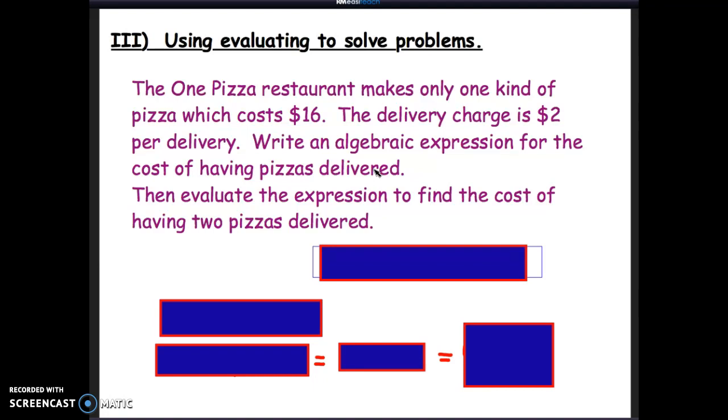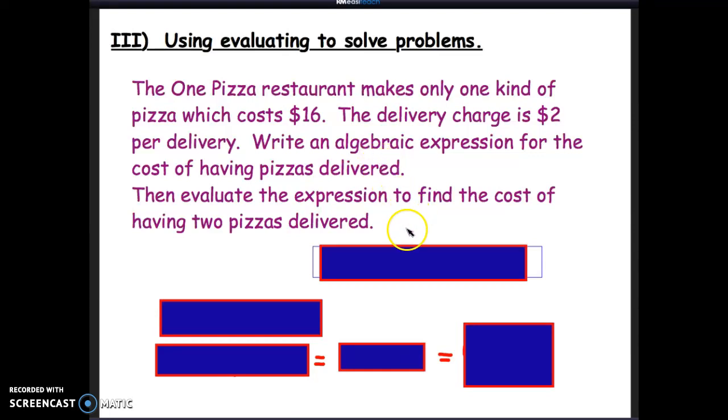Write an algebraic expression for the cost of having pizzas delivered, then evaluate the expression to find the cost of having 2 pizzas delivered. So we've got 2 problems going on here. First, we have to write the expression, then we have to actually solve it for 2 pizzas. So again, pause the video, try to see if you can come up with the algebraic expression. Once you've got that, plug a 2 in for the pizzas and see if you get the same answer I did. So pause the video and then start it again when you think you have the answer.